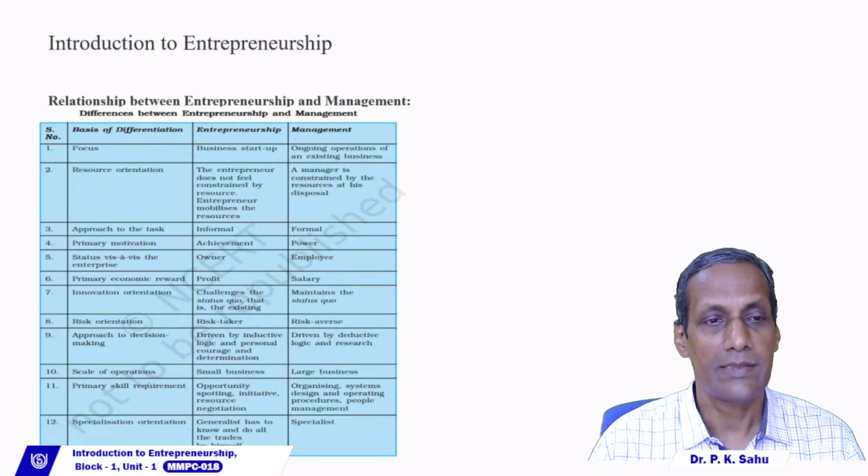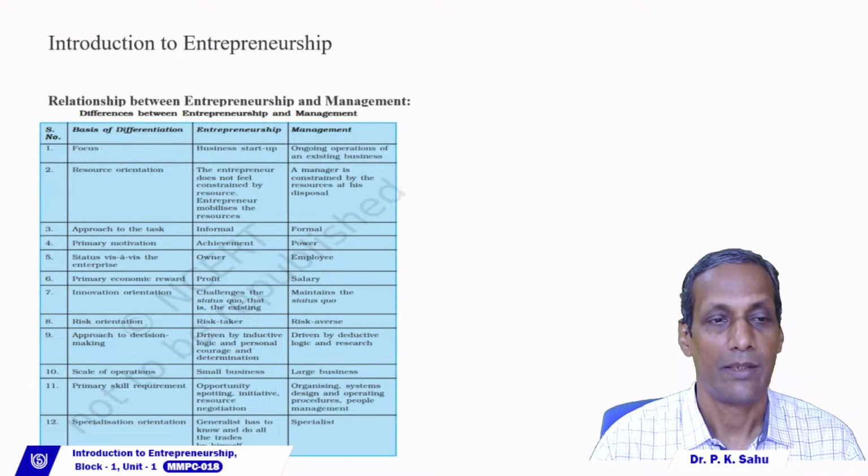And these are some of the other differences that you can see on the basis of innovation orientation. Entrepreneurship challenges the status quo, whereas management maintains the status quo. Entrepreneurs are risk takers, but managers are risk averse. In approach to decision making, inductive logic is followed by entrepreneurs, but managers follow deductive logic. Scale of operation: entrepreneurship starts with small businesses, but management is carried out in large businesses.